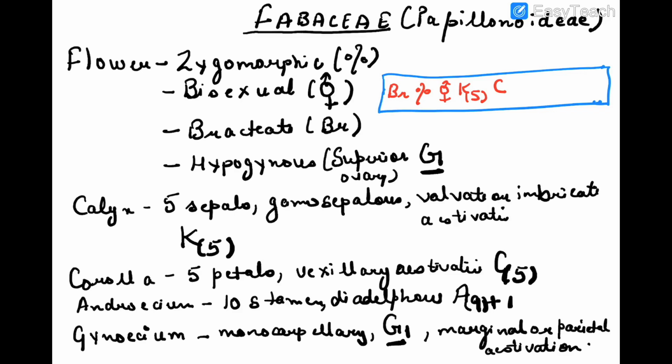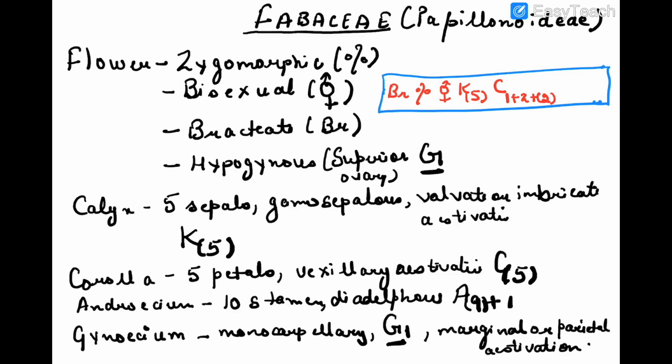We know in vexillary aestivation we have one posterior petal, the largest petal, which overlaps 2 lateral petals, which in turn overlap 2 anterior petals, which are fused. So the total is 5, but it can also be written as 1 plus 2 plus 2. So this is how we write about corolla, because it has vexillary aestivation. 1 is the largest petal, 2 are the lateral petals which are known as wings, and another 2 are the anterior petals which are fused.